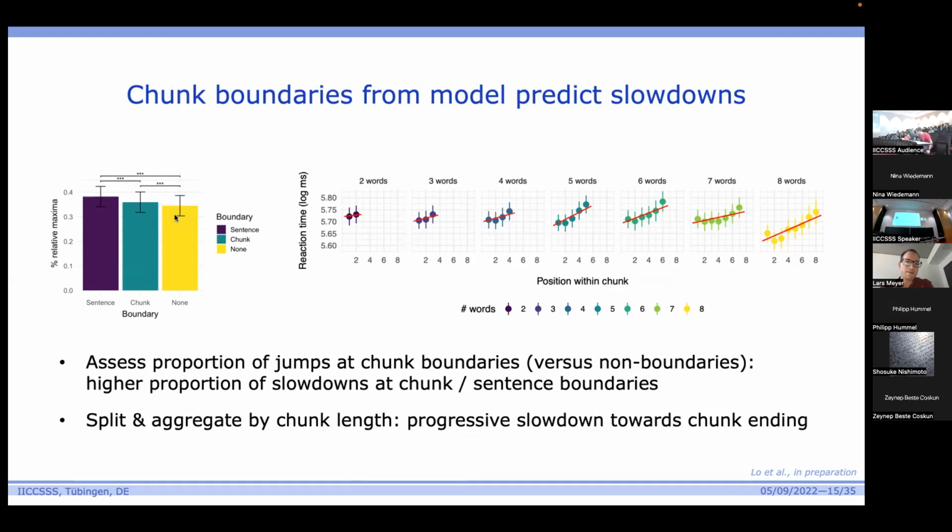The cool thing is that this difference between the no boundary, so that's just any word, and the boundary, so when a chunk ends, has always been significant. This means that whenever you reach one of these boundaries that is predicted by a language model, essentially, the language model in an unsupervised fashion tells us this is the boundary of a chunk, and we just defined what a chunk is, it predicts a slowdown of subjects. Every time they reach the end of one of these, of course, they also slow down at the end of a sentence. We knew this before, but the chunk effect was kind of new. And here you just see it in a different manner.